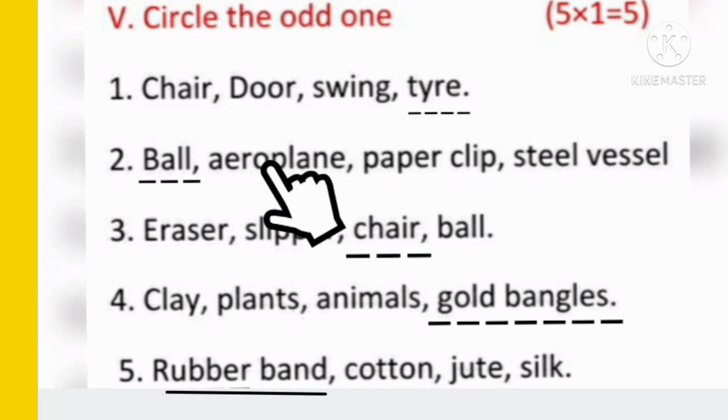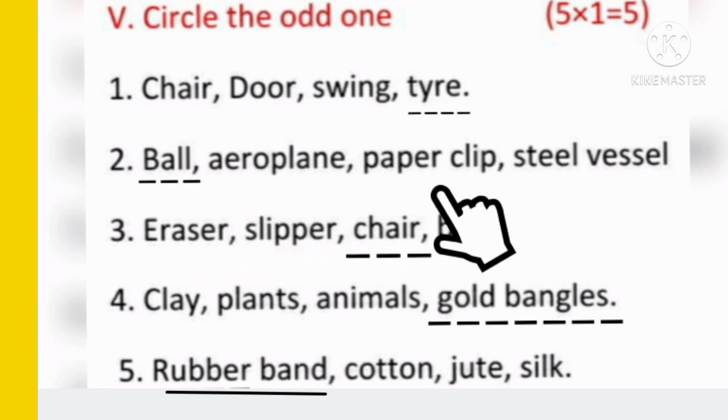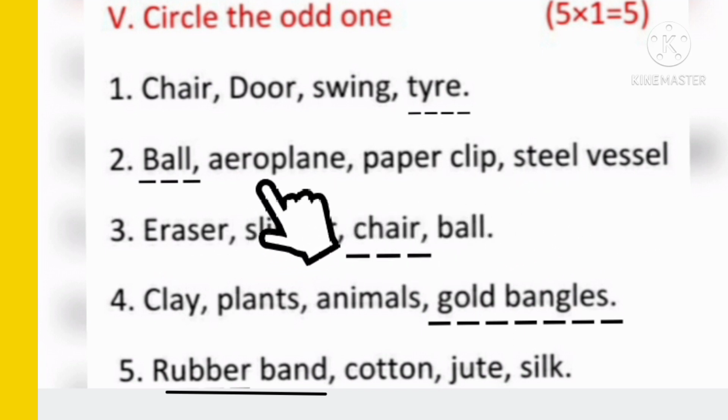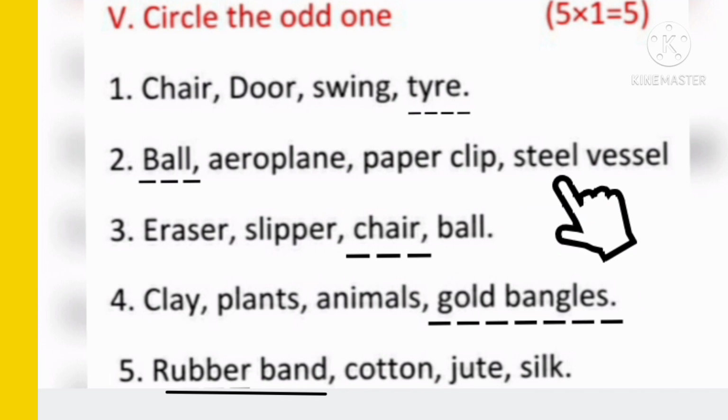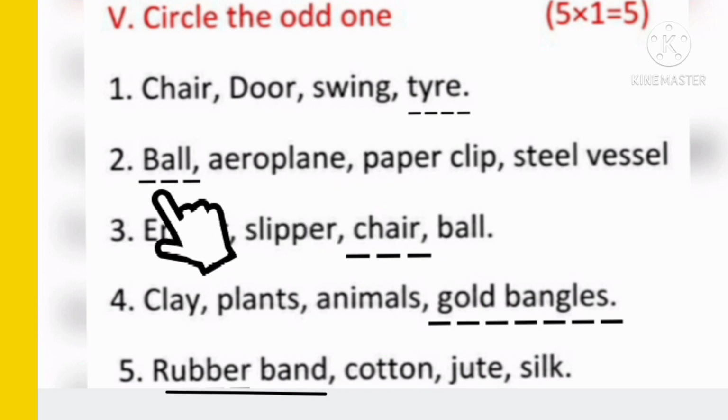Yes, very good. Next one: ball, aeroplane, paperclip, steel vessel. Which is the hard one? Aeroplane, paperclip, steel vessels. These are the things made of metals. Ball is made of rubber. So, the answer is ball. Very good.